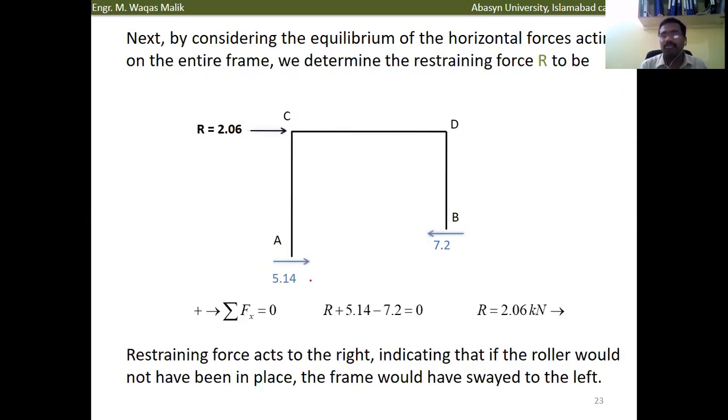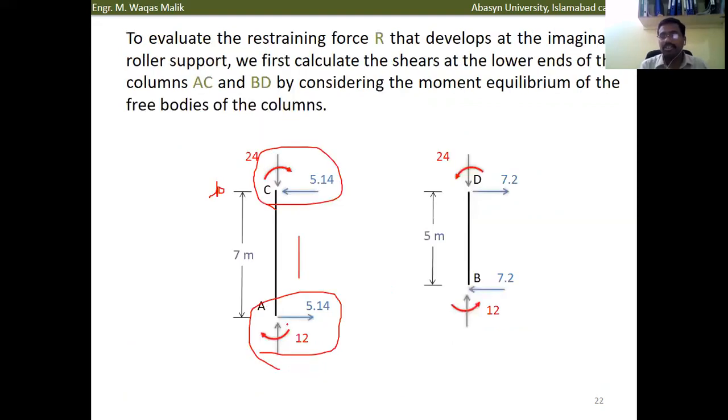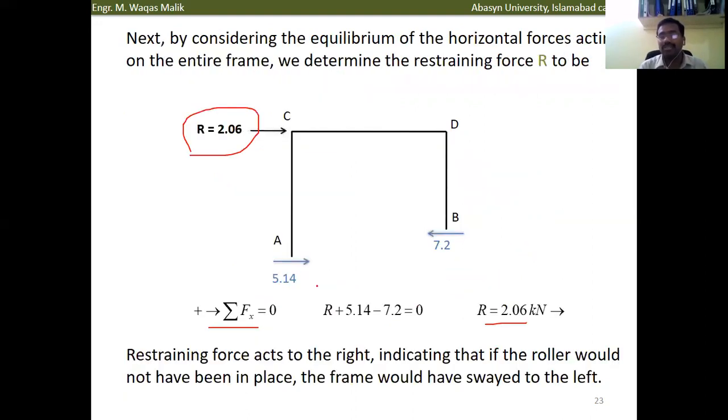Once we have the shears, we can use the equilibrium equation of summation Fx equal to 0 to find the resultant, or the reaction of the roller support, and in this particular case it comes out to be 2.06 kilonewtons, because the shear reaction that we got at support C is 5.14 and for D is 7.2, which is mentioned here, 5.14 and 7.2.